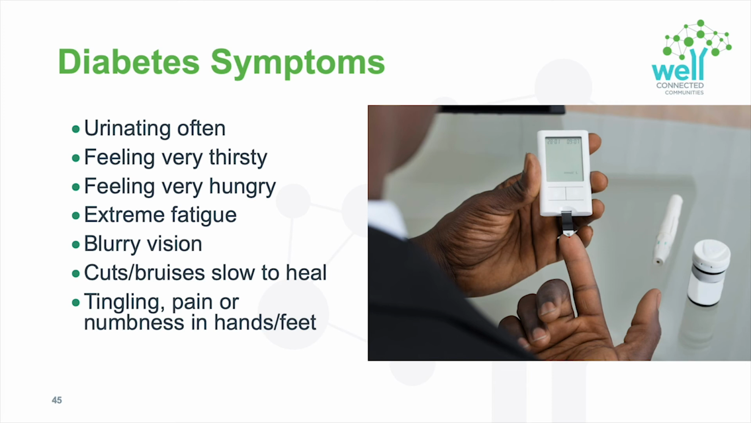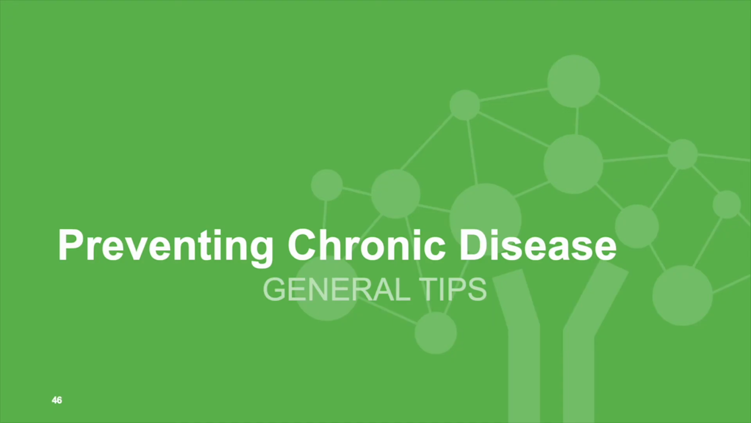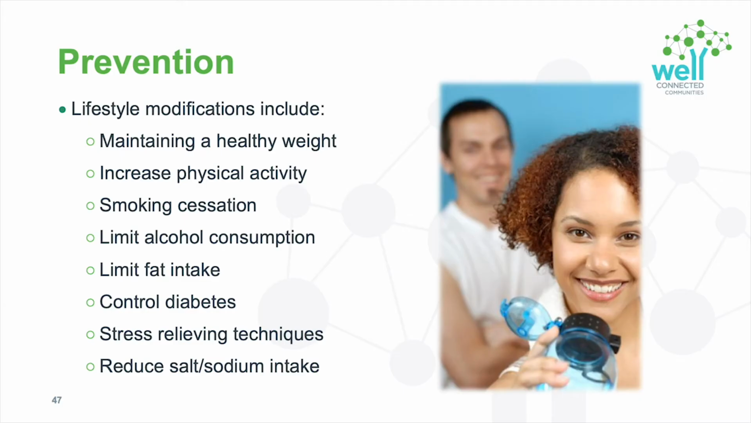We'll wrap up this module by talking generally about how to prevent chronic disease. You may have noted by now that prevention of the three main chronic diseases we discussed, high blood pressure and stroke, heart disease, and diabetes, are largely the same.